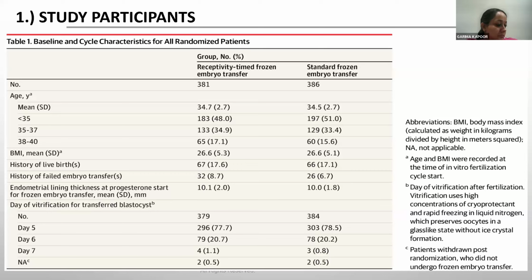So these are the results. First, the study participants in both the groups were compared, and you can see the mean age of the participants in both the groups was around 35 to 37. The BMI was comparable. The history of previous live birth was comparable. The history of failed embryo transfer was comparable, and most of the participants got the day 5 embryo transfer.